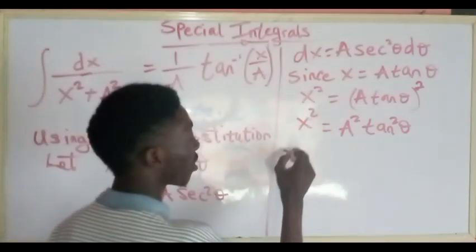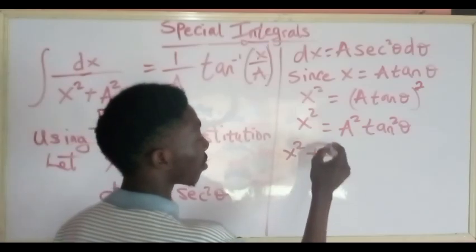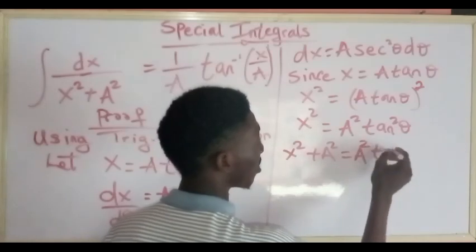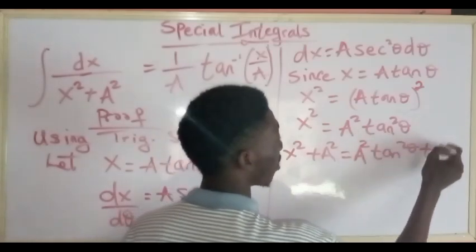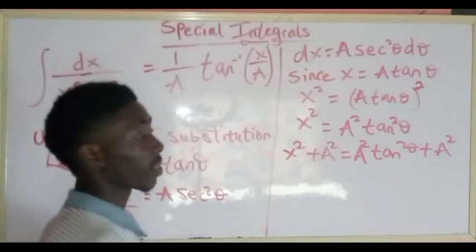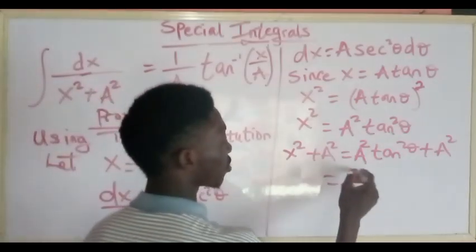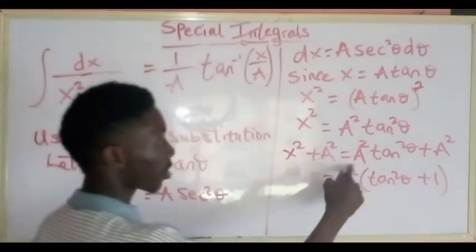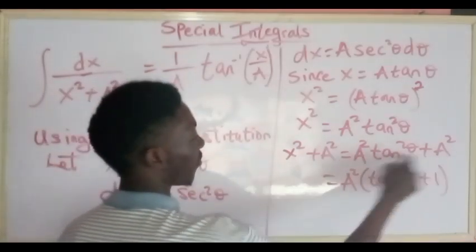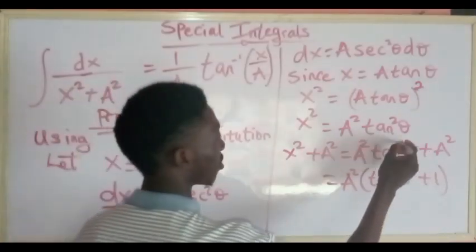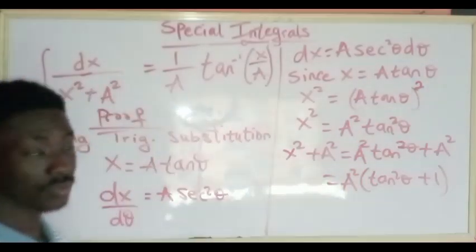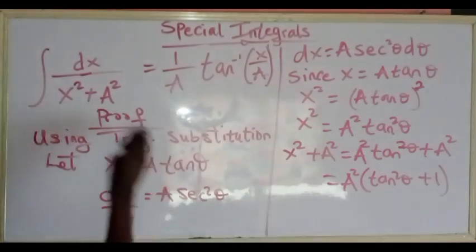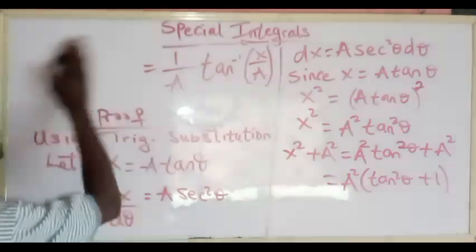So my x squared plus a squared will mean a squared tan squared theta plus a squared, and that will be a squared into brackets tan squared theta plus 1. A squared is common in both terms, so factorizing that out, you have tan squared theta plus 1. That will be the part you get to. Then from there, we can clean this off.